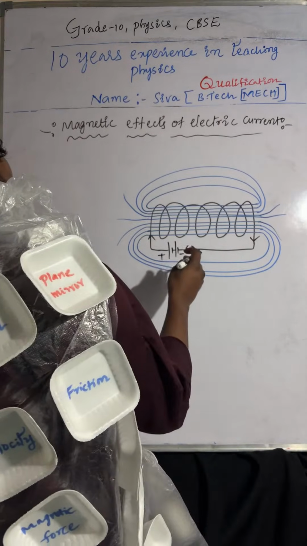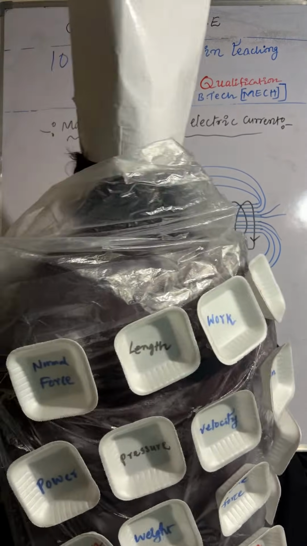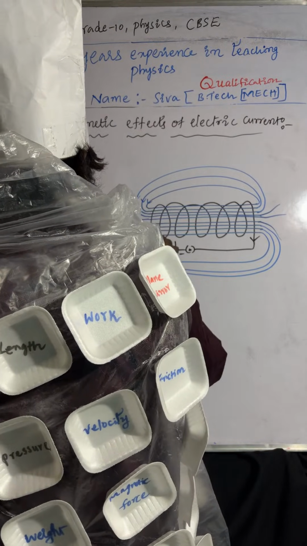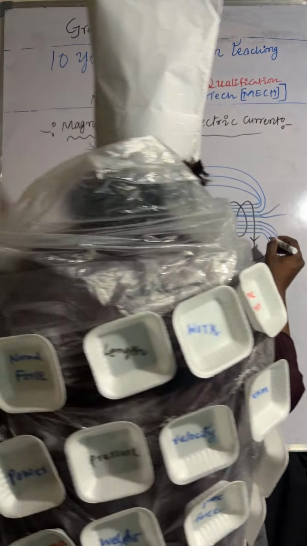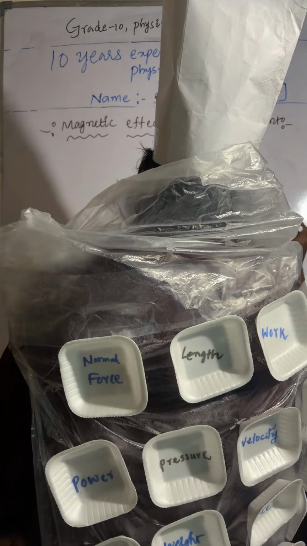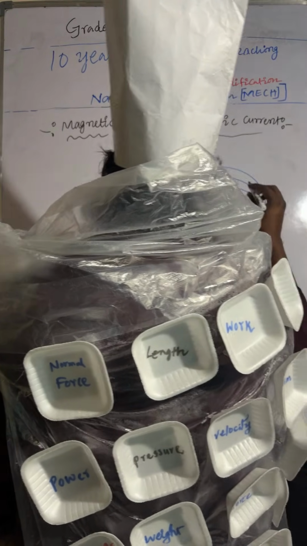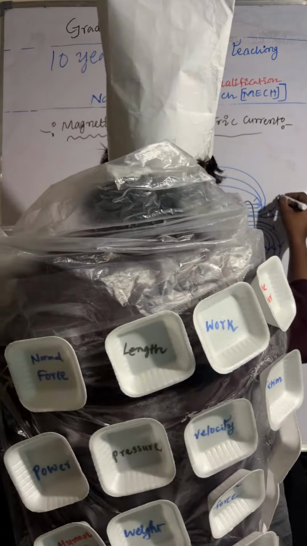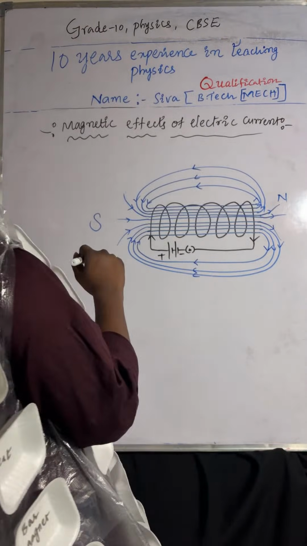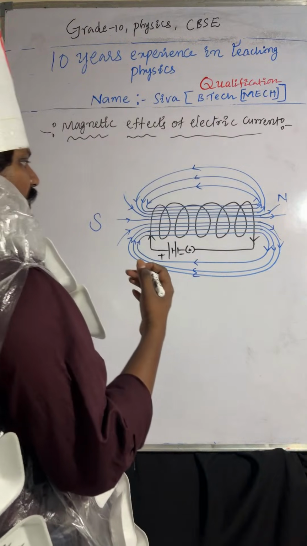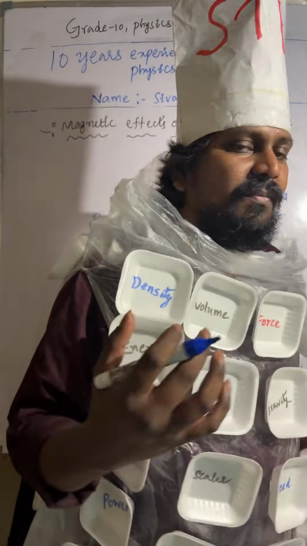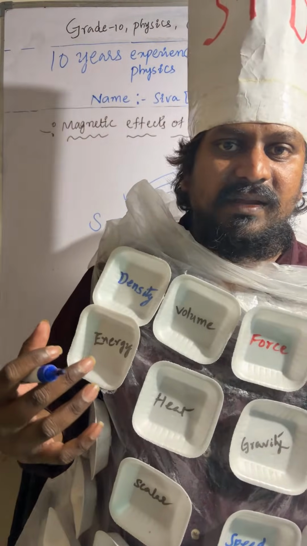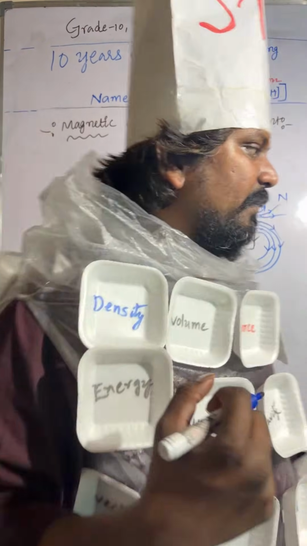If the current is moving towards this side, then the magnetic field also reaches this side, then I am taking that as south pole. And here, if the current is leaving, the magnetic field is also leaving, then you can observe that is north. This is north and this is south. So a current passing through the solenoid acts as a bar magnet, with the same properties. How the bar magnet behaves, here also the same thing it will behave. Understood or not?